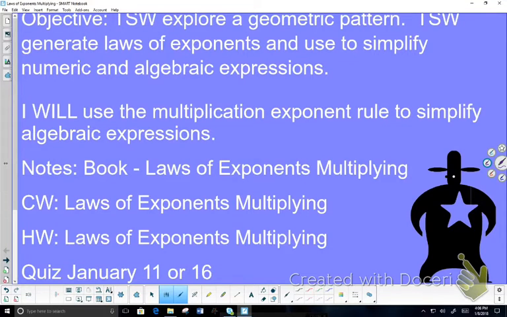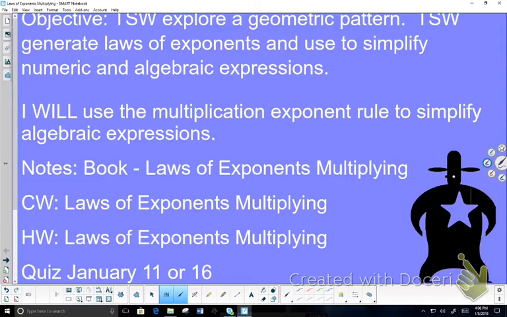Okay, so we're going to start off our year working with exponents, which will also take us into exponential equations, and we're also going to work with some geometric patterns. You'll notice today we're just going to do one part of law of exponents, which is going to involve multiplying.